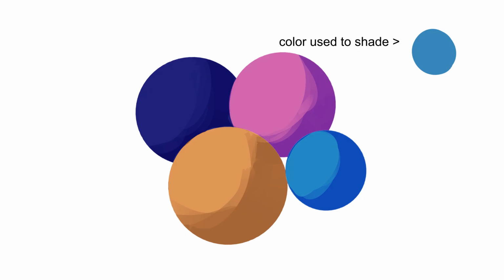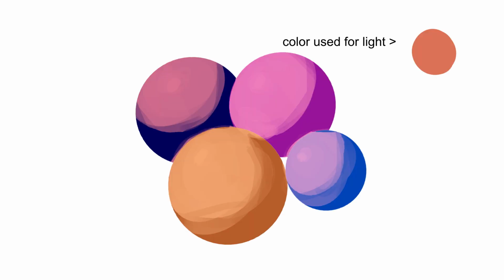favorite layer mode. Screen. I use this mainly for bounce light, but also sometimes for highlights. It makes the colors brighter and closer to the chosen color. However, this can also make your colors look a little bit washed out sometimes.